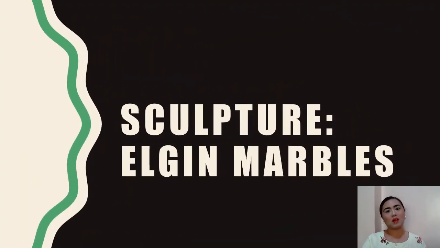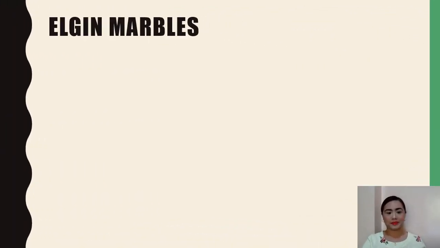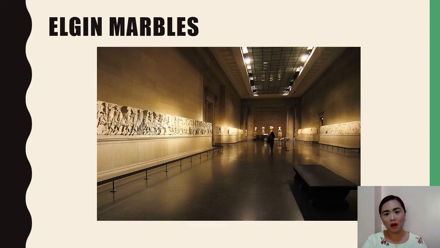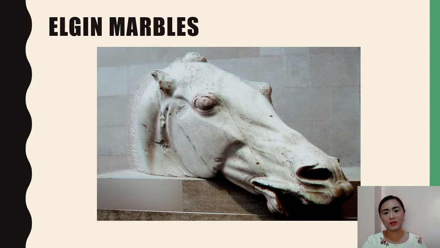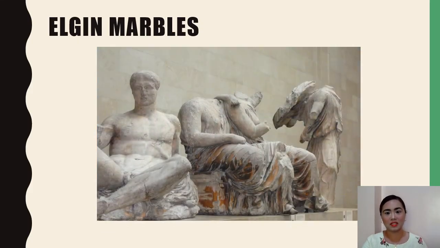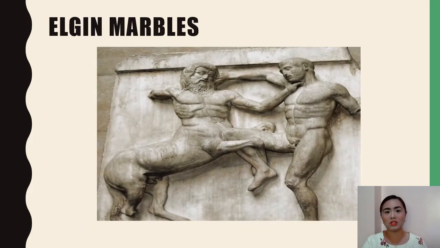When it comes to Greek sculpture, we have the Elgin marbles. The Elgin marbles, also known as the Parthenon marbles, are a collection of classical Greek marble sculptures made under the supervision of the architect and sculptor Phidias and his assistants. These marble sculptures were originally part of the Temple of the Parthenon and other buildings on the Acropolis of Athens. These marbles are currently housed in the British Museum.